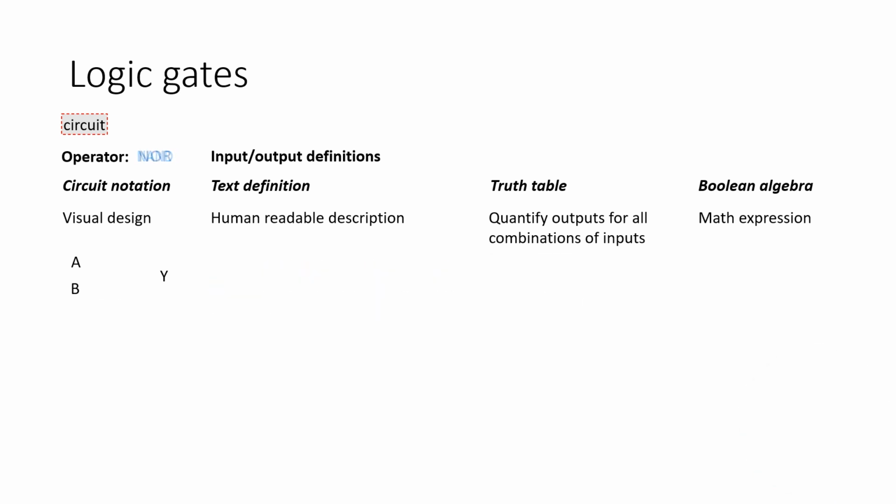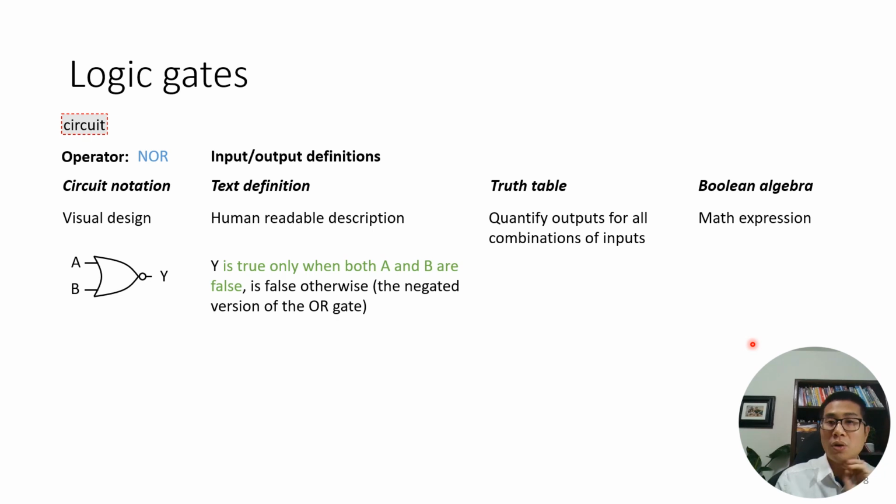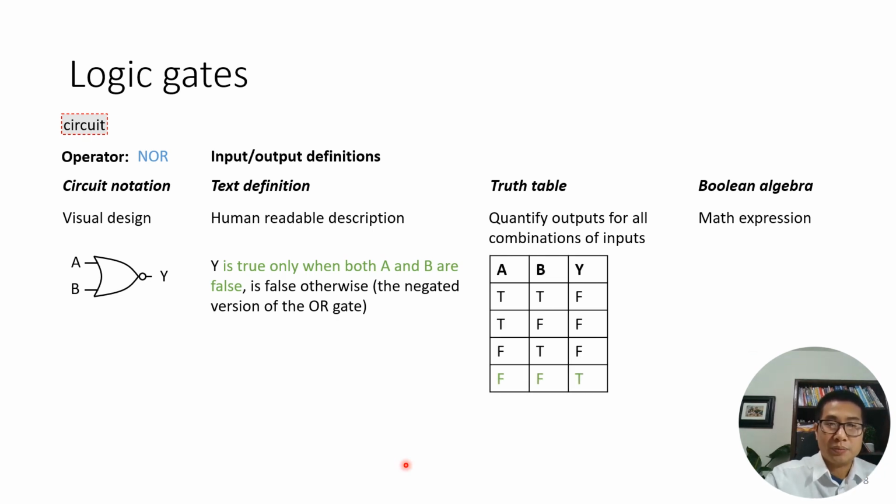The next one is the NOR gate, which is very similar to the NAND gate, and is the negative version of the OR. So wherever the OR is true, it becomes false, and vice versa. Wherever it is false right now, it is true. Then it can be written as the negative version of A or B. So you negate the output, and you get the negative version of that.